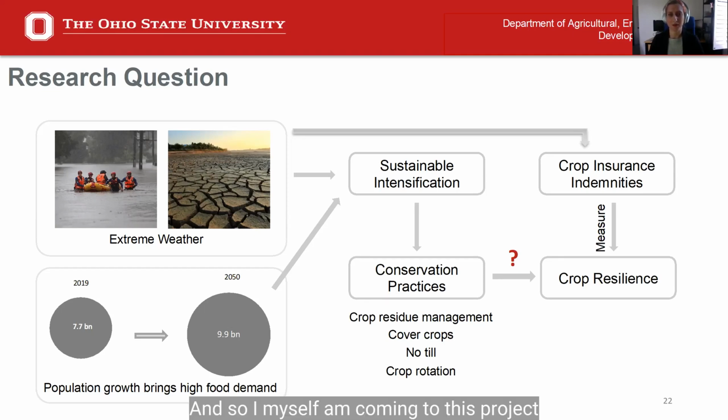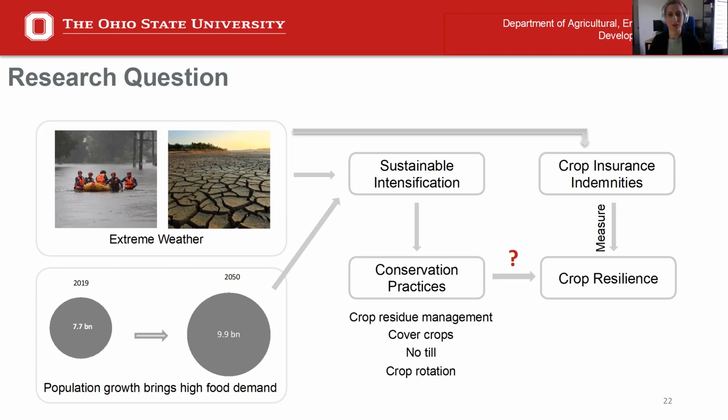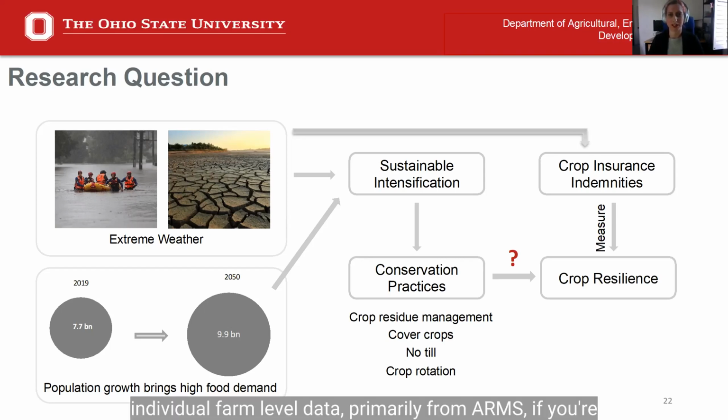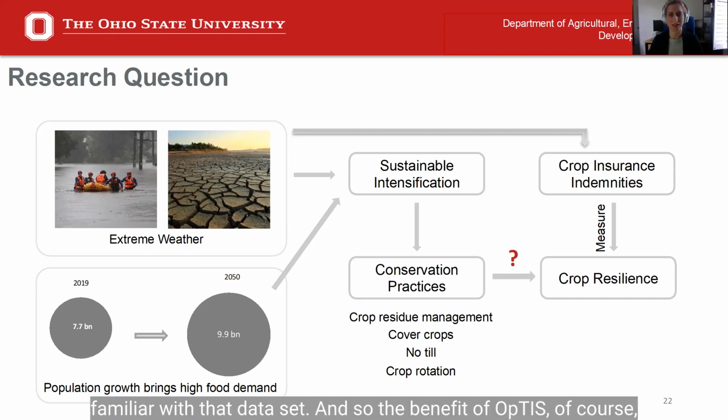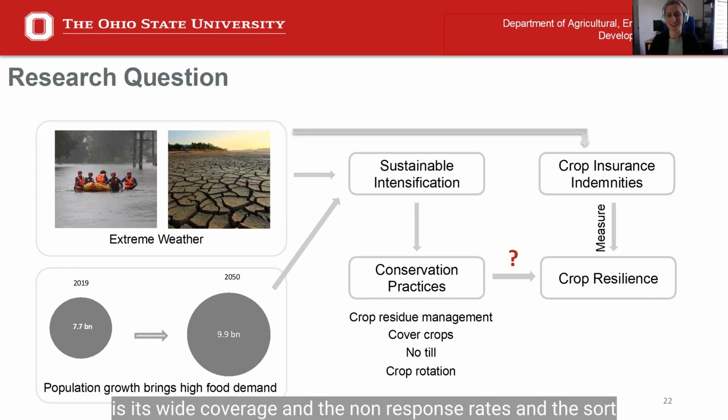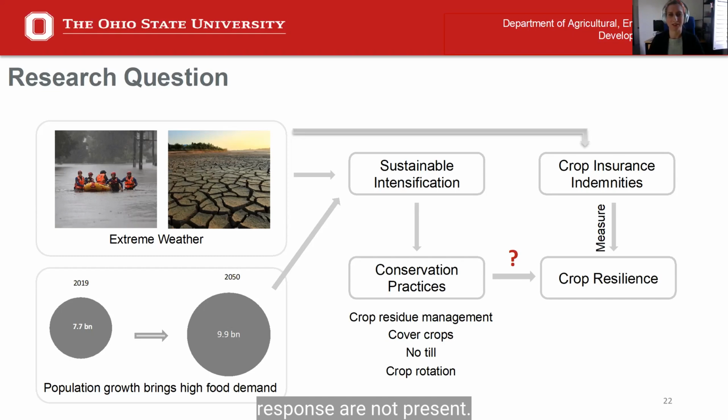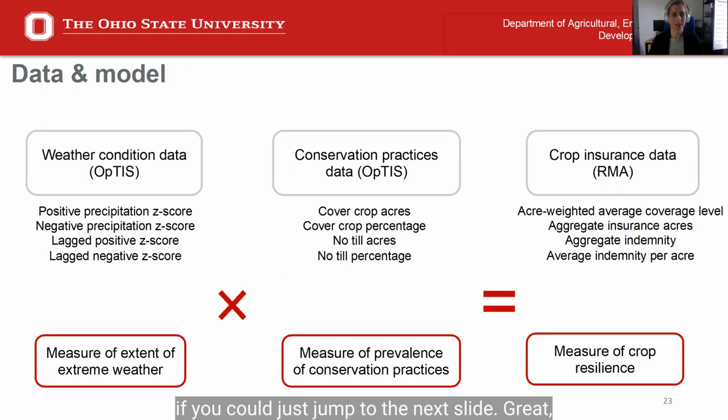And so I myself am coming to this project from a background where I've looked at the same question using individual farm level data, primarily from ARMS, if you're familiar with that data set. And so the benefit of OpTIS, of course, is its wide coverage and the non-response rates and the sort of evasiveness that we see in individual level response are not present. And so we get a much clearer picture at the county level of what is going on in particular with regards to these practices. And so if you could just jump to the next slide. Great. And so essentially what we do is look at an interaction between the extremeness of weather in a county using a z-score.